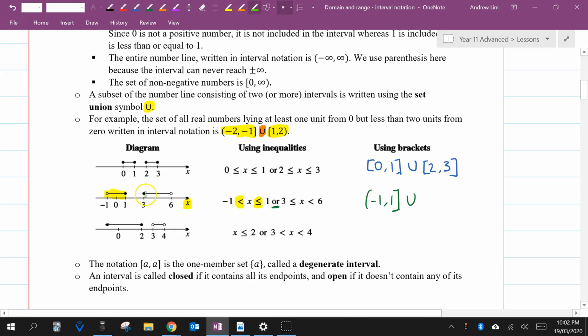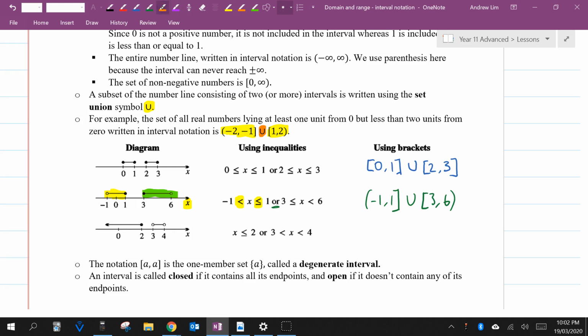And here we have x is between 3 and 6. It includes 3, but not 6. So because it includes 3, I'm going to use a square bracket. 3, comma 6 doesn't include 6, so curved bracket. Okay, have a go with the next one yourself. Pause the video and then you can check your answer.